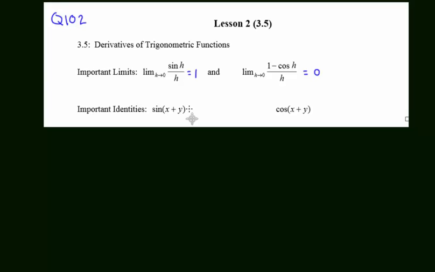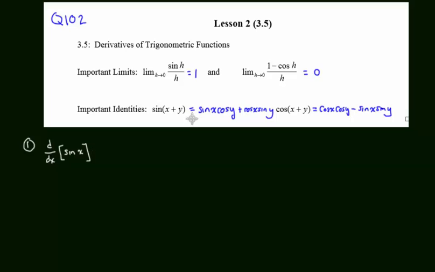At the bottom, identities: the sine of x plus y is equal to the sine of x times the cosine of y plus cosine of x sine of y. And then finally, the cosine of x plus y is equal to the cosine of x cosine of y minus sine x sine y. Okay? So you should know these. If you didn't, you should know them now. You should memorize them as we move forward.